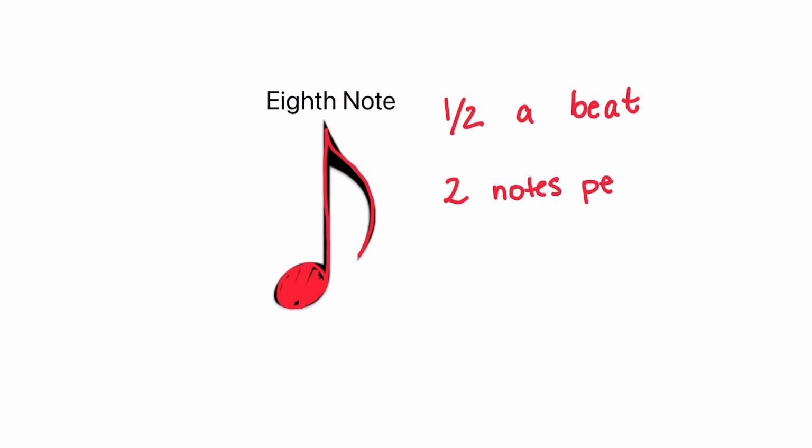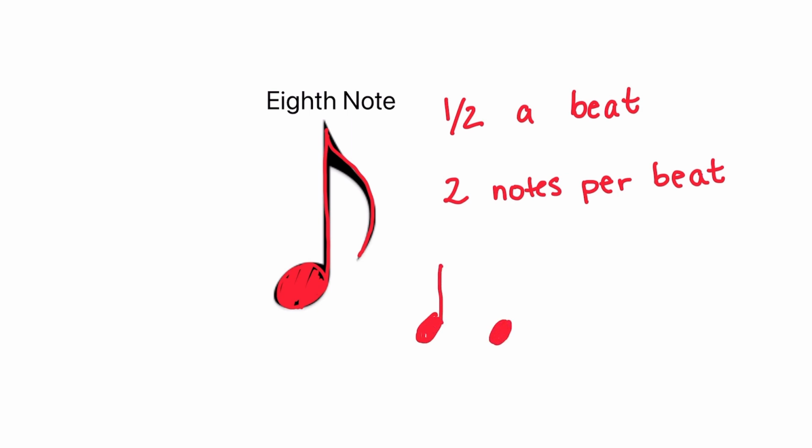Moving on, we've got our 8th note. So we went from the whole note to the half note to the quarter note, and now we've added a flag. We've added a tail, and now we're down from 1 beat to only half a beat. You can also think of it as there being 2 notes per beat. So this is just one 8th note, but a lot of times, they come paired in groups of 2.